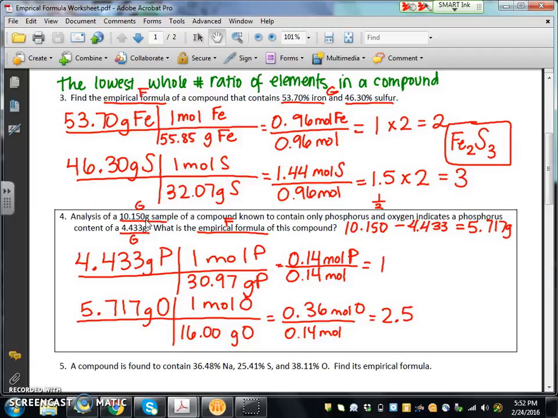Okay, 2.5 is a decimal number, which means that I'm going to need to multiply. So if I multiply this, I'm going to multiply it by 2 in order to get 5. I'm going to multiply this by 2 in order to get 2. I needed to follow the last rhyme, which said multiply to a whole, so that I could get the whole numbers 2 and 5. And now all I have to do is write my final answer, P2O5. And that will be the empirical formula.